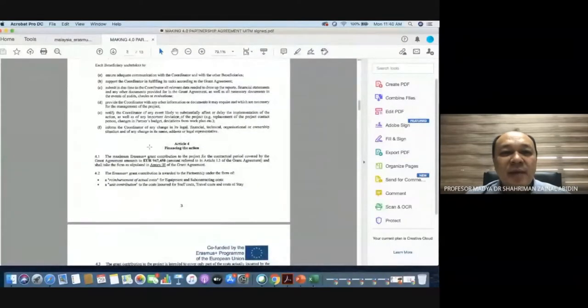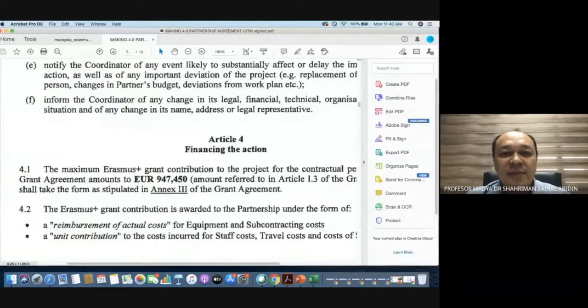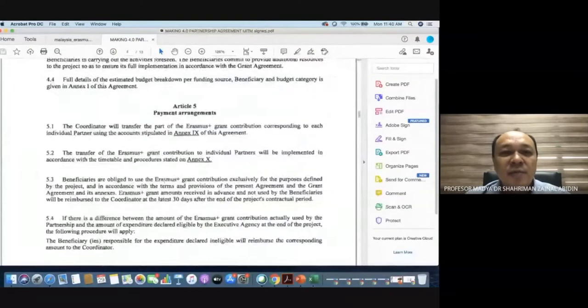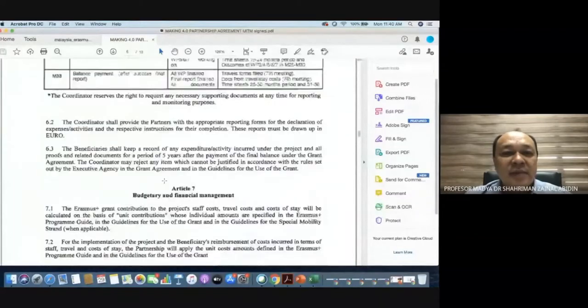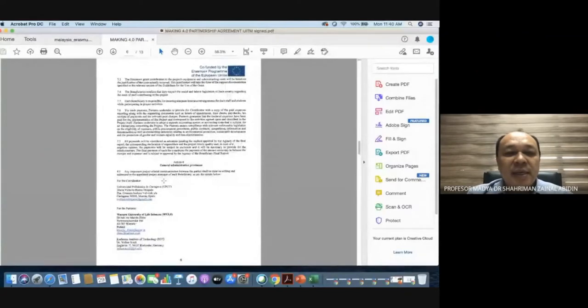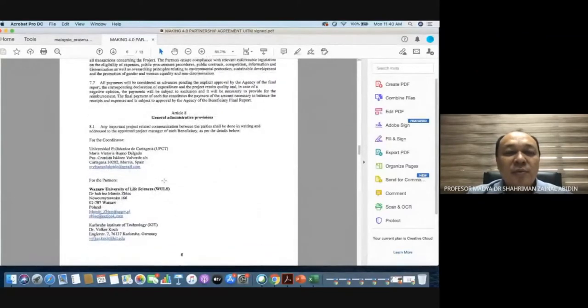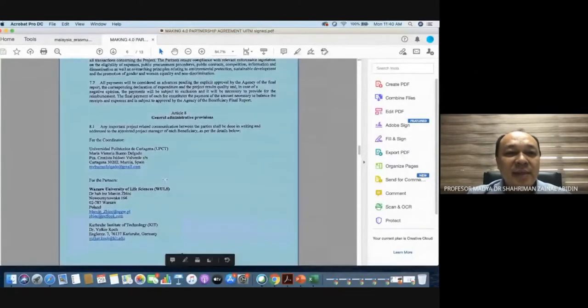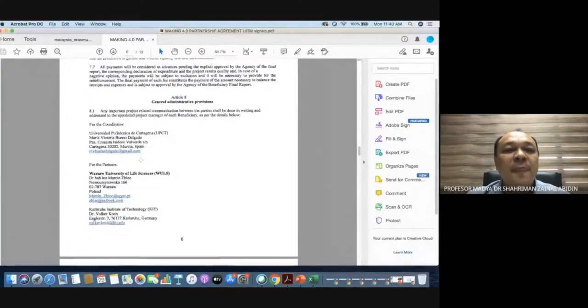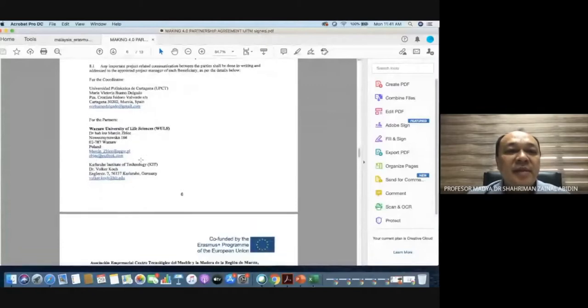the amount of grant that we receive for this particular project. So almost 1 million euro, and then there's a few article term and condition that we need to know. So kita akan tengok siapa coordinator kita. Kita akan nampak dalam partnership agreement ni, UPCT we become coordinator.